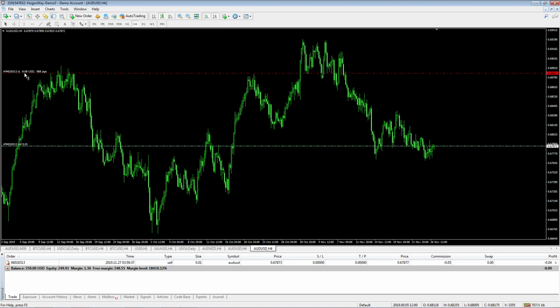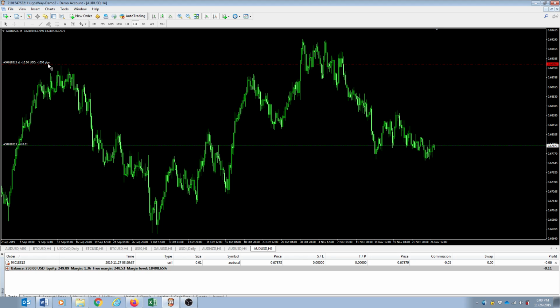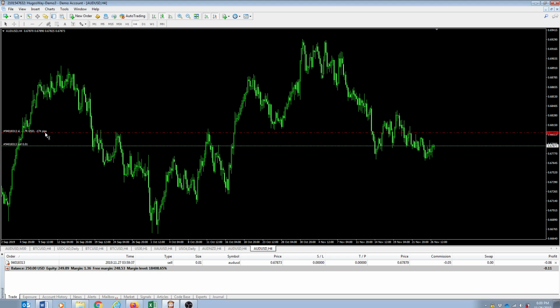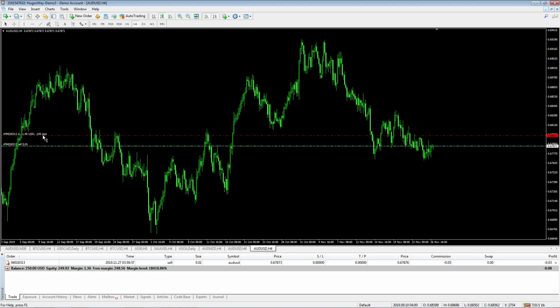So I just want you to view here. I'm going to go down here. See how it's showing you, even though it says pips, it's actually in pipettes. That's why it's a little confusing. So in our example, we used 150 pipettes or 15.1 pips. I want you to make sure you know how to read this properly.